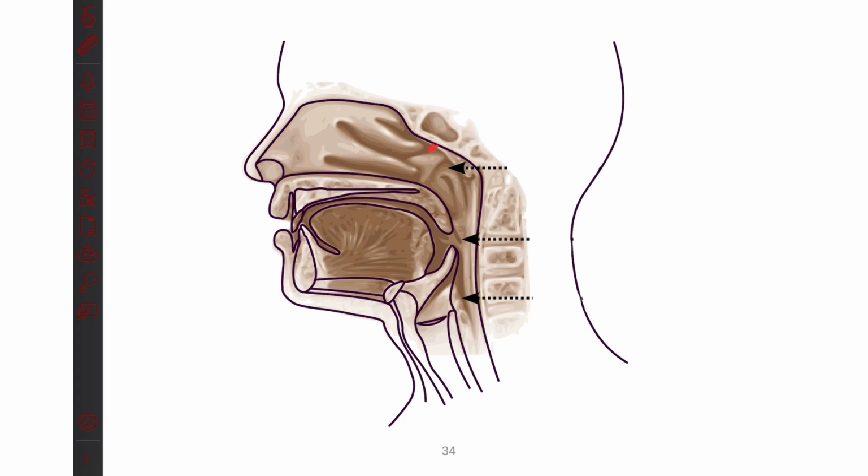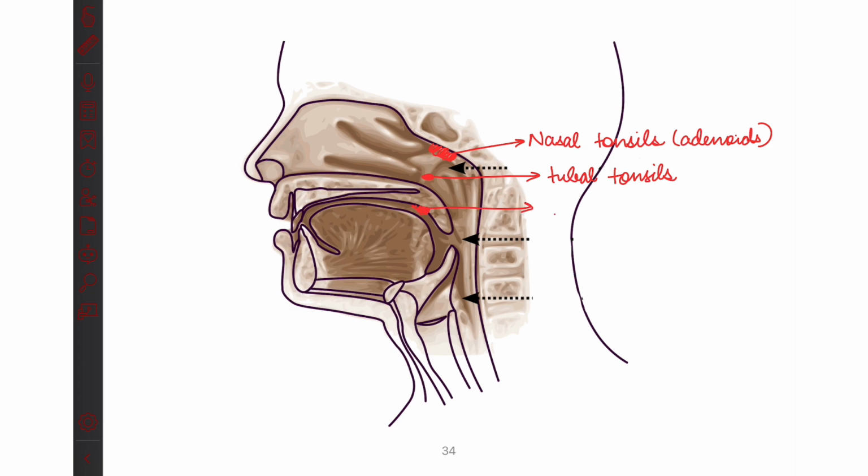In the nasopharynx, superoposteriorly, here we have the nasal tonsils. The nasal tonsils are also known as adenoids. We have one more lymphoid tissue here in the nasopharynx, that is the tubal tonsils. That's about the nasopharynx.